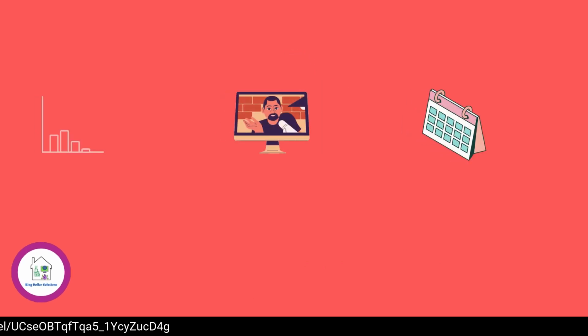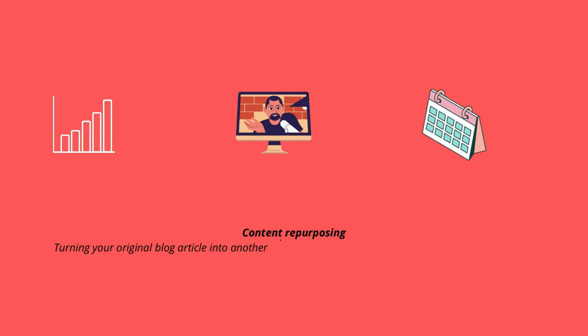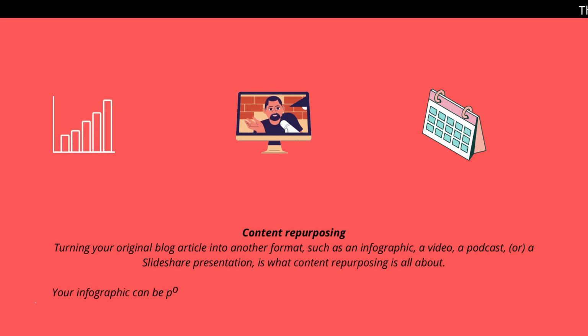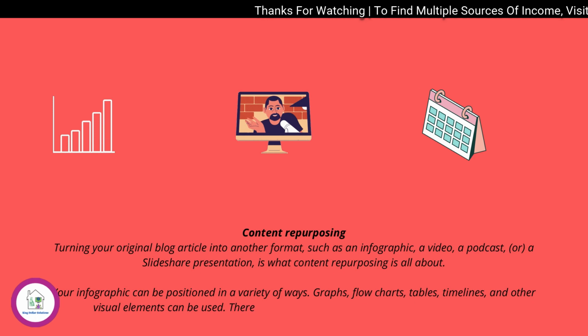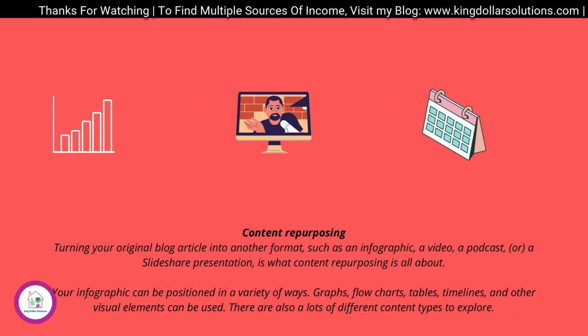content. Content repurposing. Turning your original blog article into another format, such as an infographic, a video, a podcast, or a SlideShare presentation, is what content repurposing is all about. Your infographic can be positioned in a variety of ways. Graphs, flow charts, tables, timelines, and other visual elements can be used. There are also lots of different content types to explore.